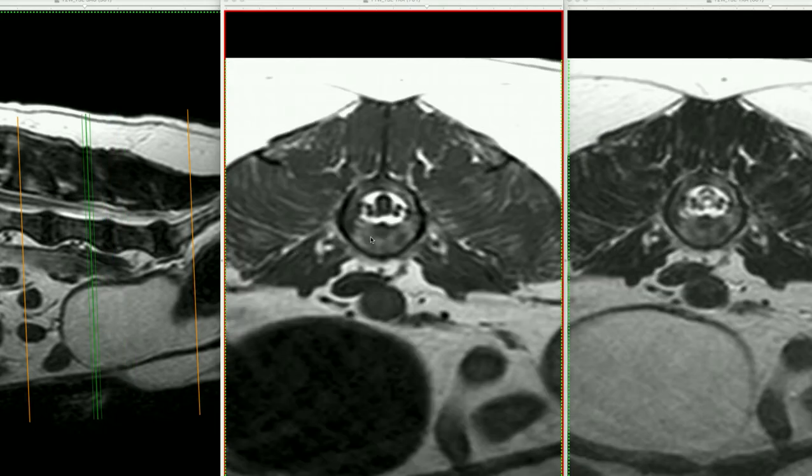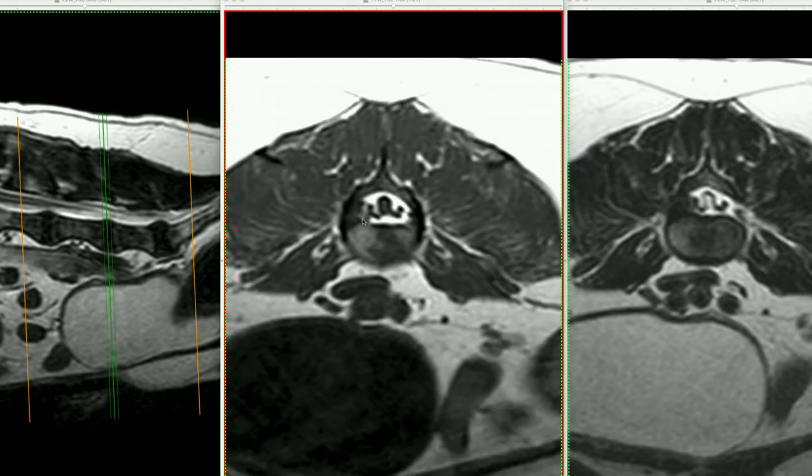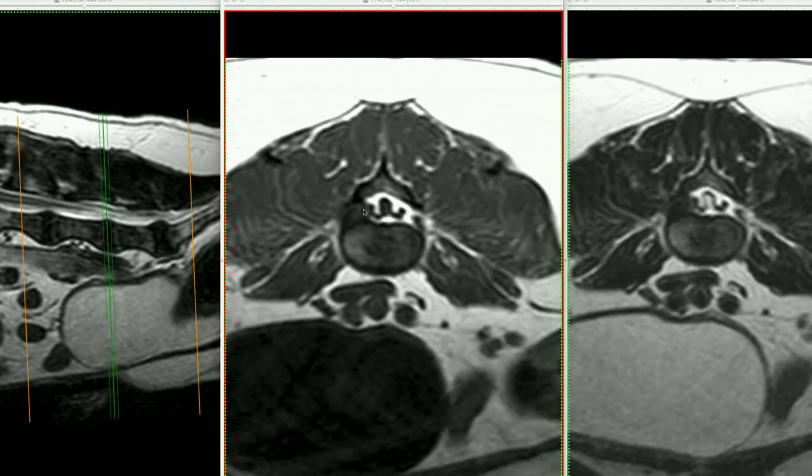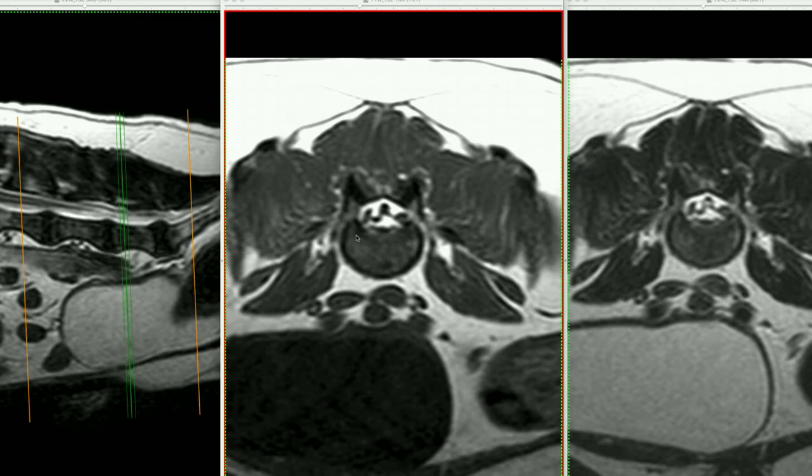So as we scroll back and forth, we can see that this is the right L6 nerve roots, which are paired, obviously the dorsal and ventral roots. And as we go into the foramina, we can see that we have this displacement dorsally and a degree of effacement of the nerves themselves.